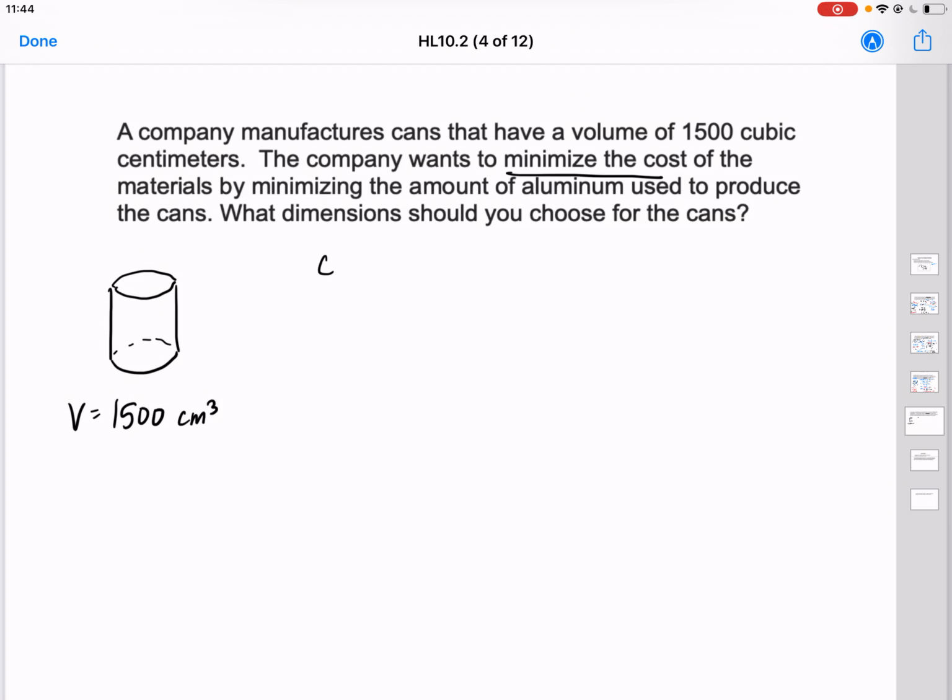Okay, so we're going to have a cost equation of the materials by minimizing the amount of aluminum used to produce the cans. So really, I should say we're trying to minimize cost, but we're minimizing cost by minimizing our surface area. Because it doesn't tell us what the cost is for all those pieces, but we're just going to assume every part of it, top, bottom, everything is all the same. So we're just going to go ahead and find our surface area of the cylinder.